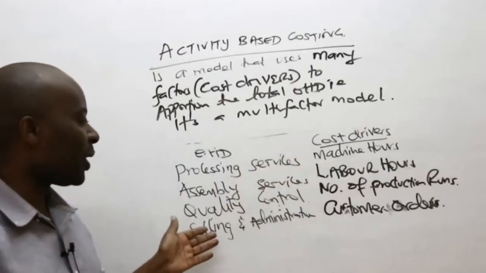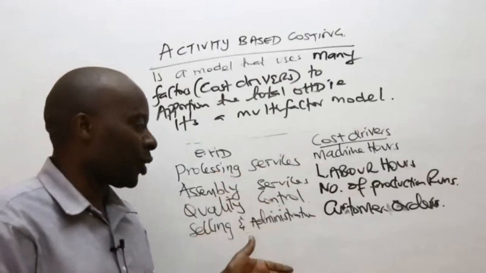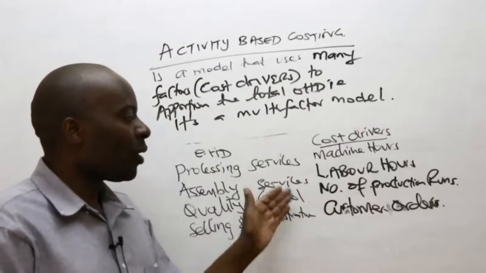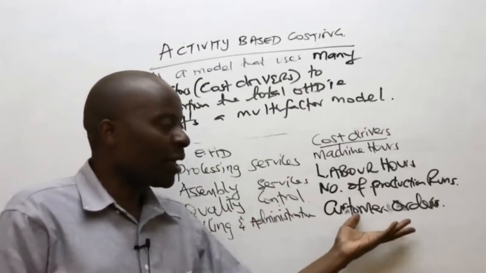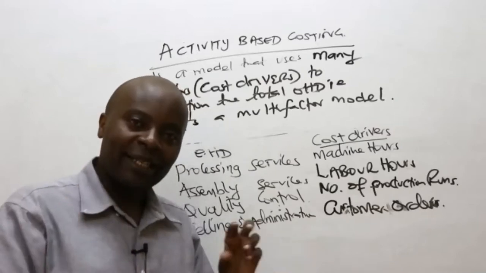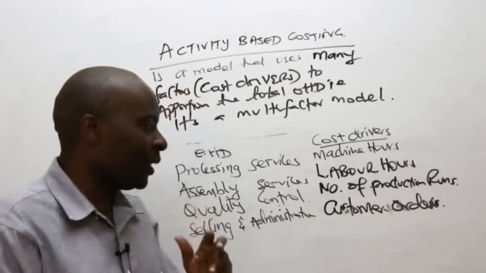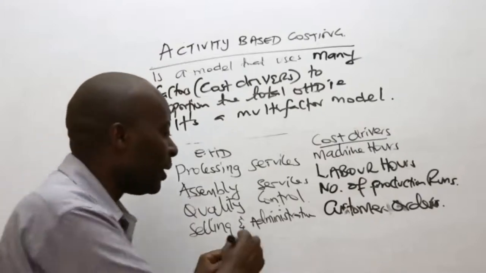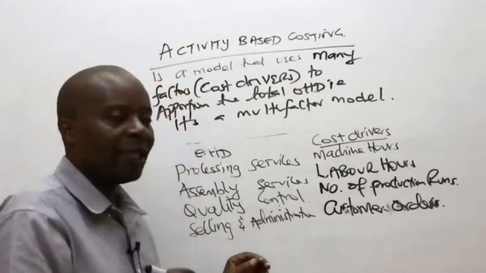And then we have selling and administration. Selling and administration, what do we have there? Customer orders. Because the more the orders, the more your selling cost will be. The more the orders, the more the administration cost will be incurred.